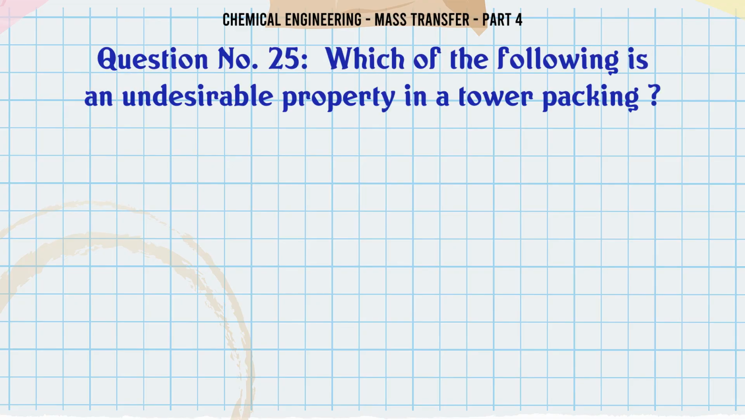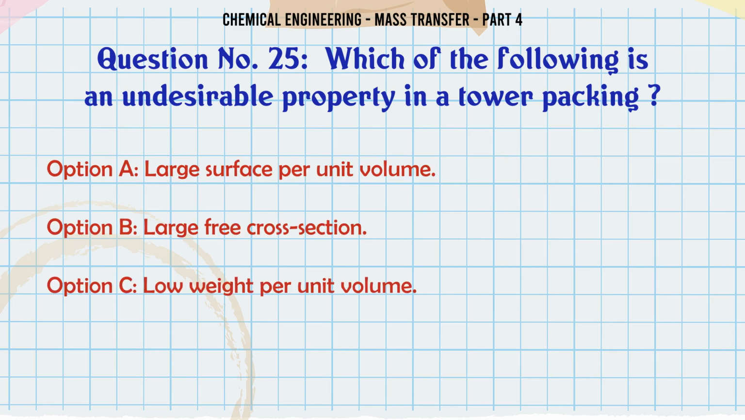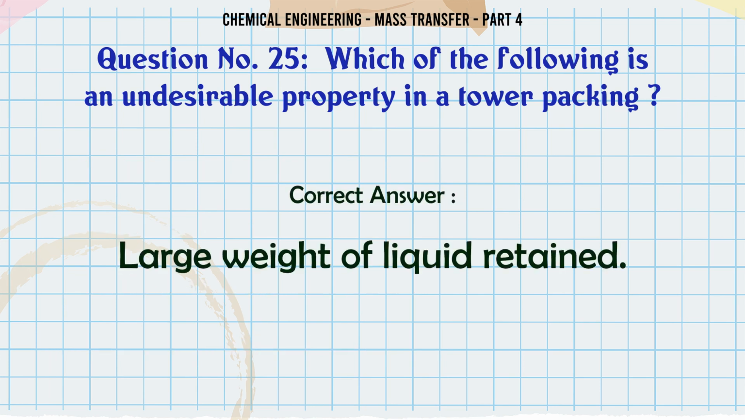Which of the following is an undesirable property in a tower packing? A. Large surface per unit volume, B. Large free cross section, C. Low weight per unit volume, D. Large weight of liquid retained. The correct answer is large weight of liquid retained.